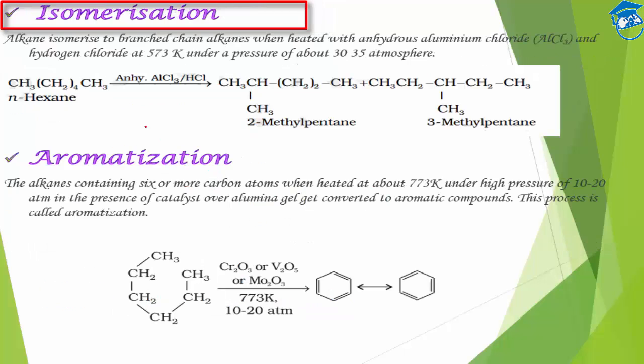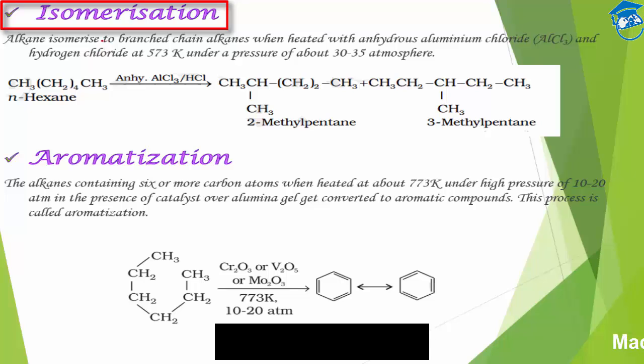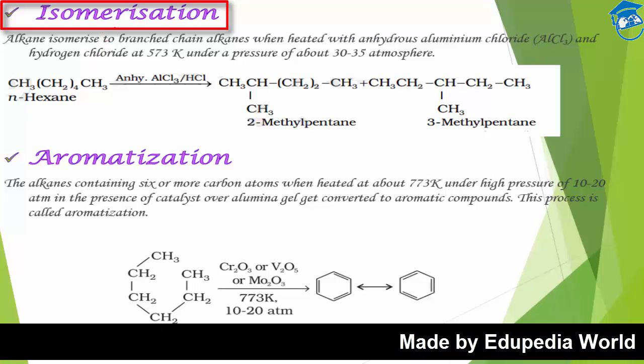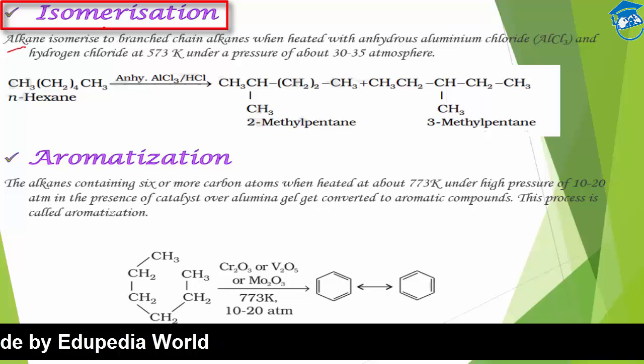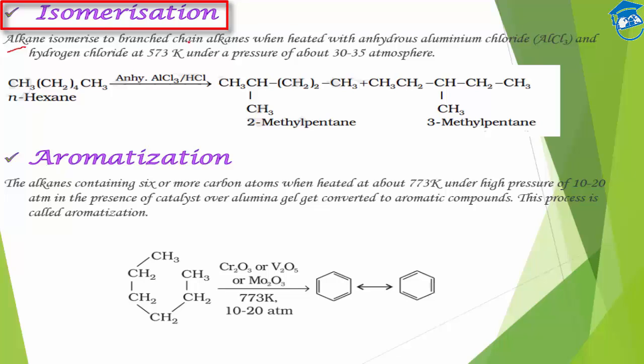Next, isomerization. Isomerism we have discussed in our previous chapter, you can refer to that. So the alkanes can be isomerized, that is basically the straight chain could convert into branch chain when heated in presence of anhydrous aluminum chloride or hydrogen chloride. Anhydrous AlCl3 and HCl will act as a catalyst and that will convert the n-alkane to something branched.